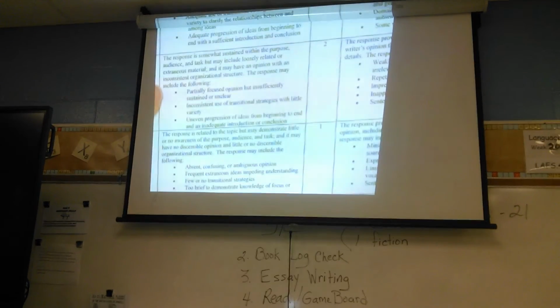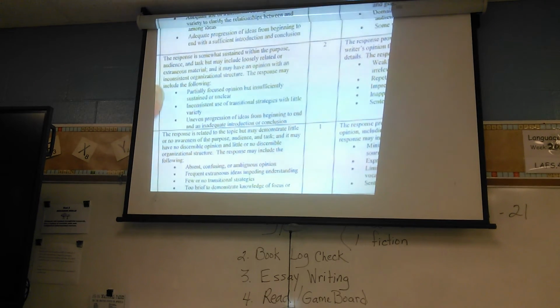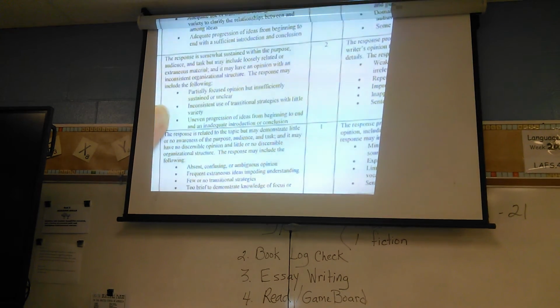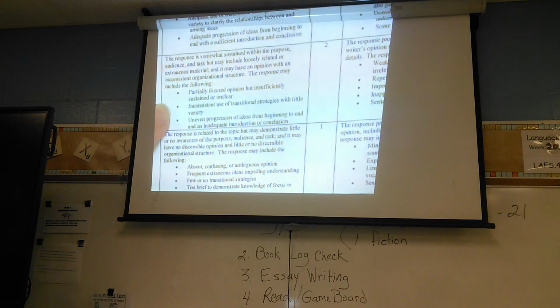A 2, partially focused opinion, or I should say thesis, but insufficiently sustained or unclear. So you start out with the focus, but as you're trying to explain your main ideas, you're losing your clarity, you're losing your focus, your essay is falling apart. Inconsistent use of transitional strategies with little variety. That means you're repeating the same things over and over again.